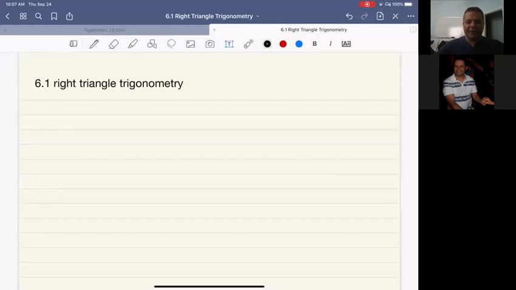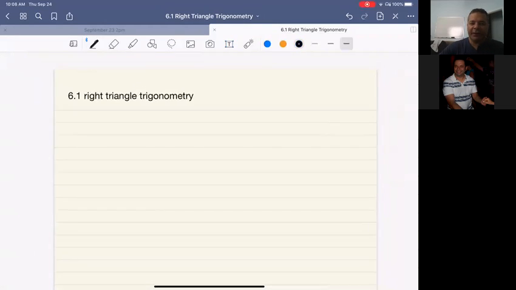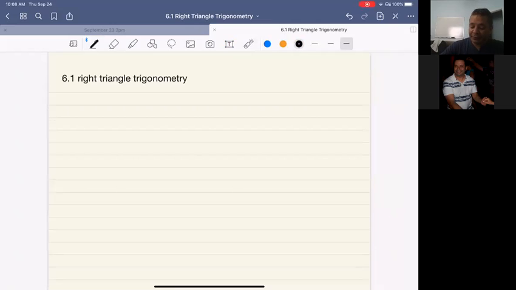Starting in chapter 6, which is applications of trigonometry, trigonometric functions. We're going to start with right angle trigonometry, which, to be perfectly honest, is stuff that we all should know by now in this course, but it's nice to put it all together. Let's start with just the basic format.